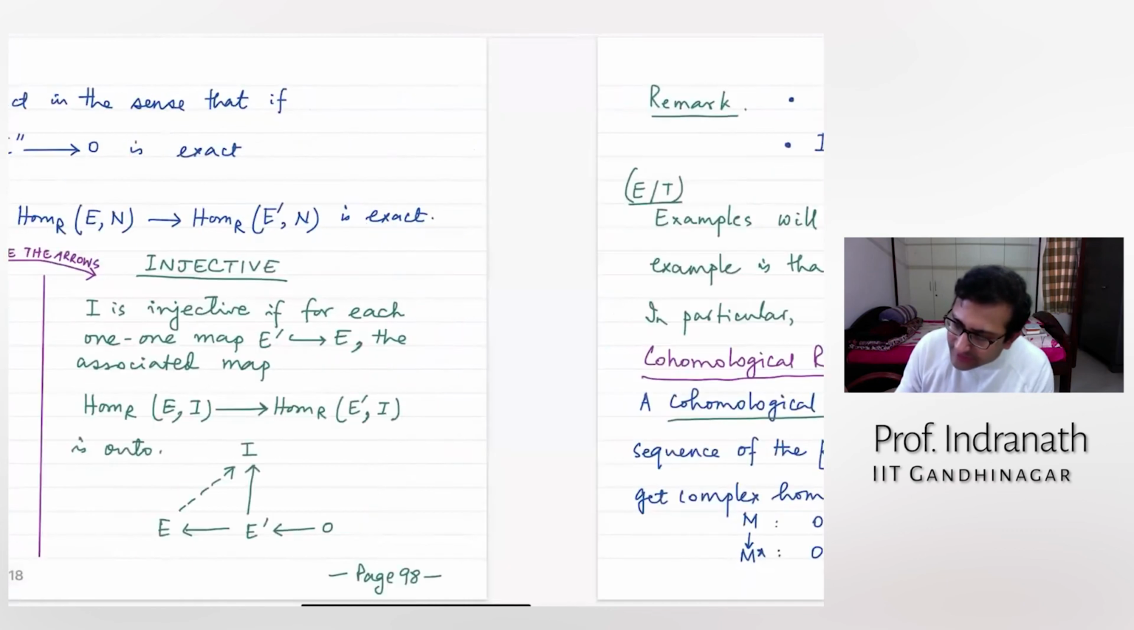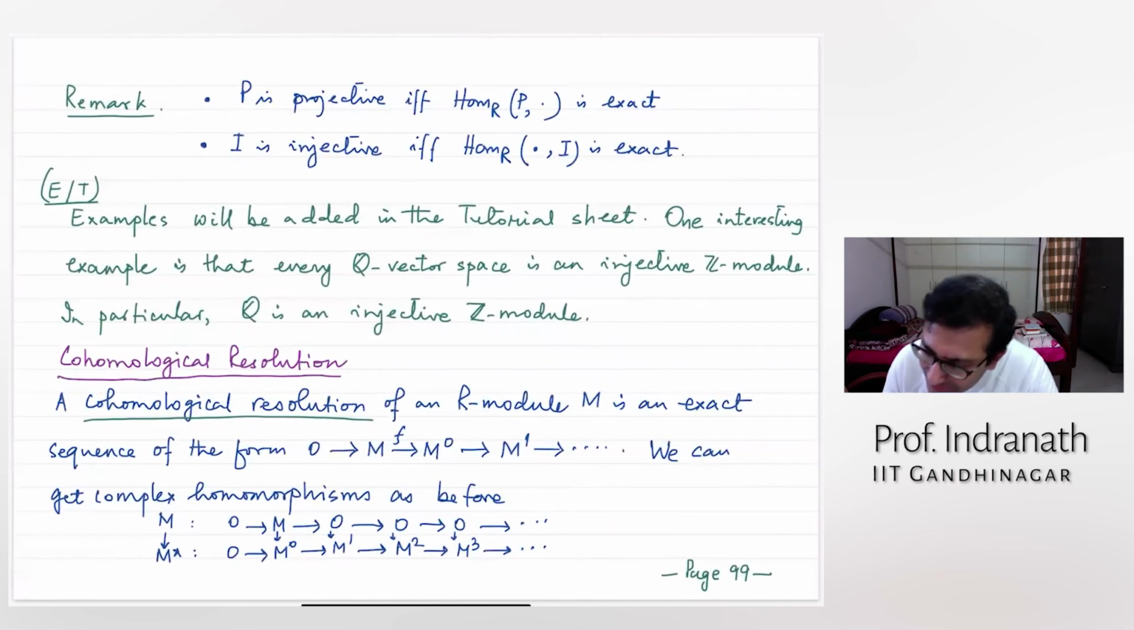Okay, so keeping that in mind, now you have a remark that P is projective if and only if this is exact, and I is injective if and only if this is exact. These are fairly simple things. Examples will be discussed, if not in the tutorial, I'll have a chance to add them. I'll tell you later.